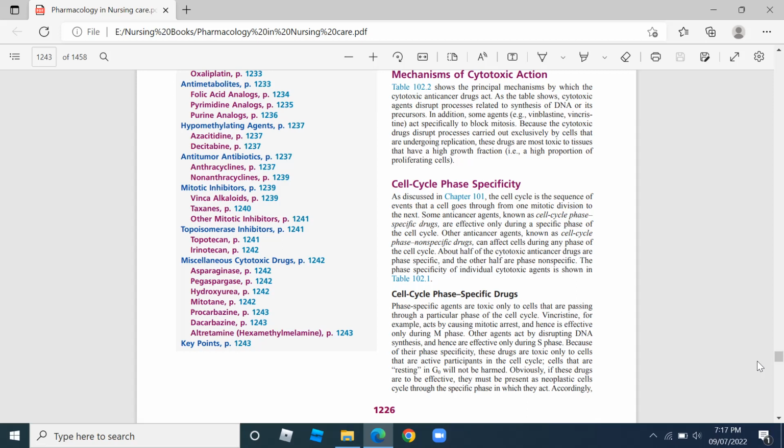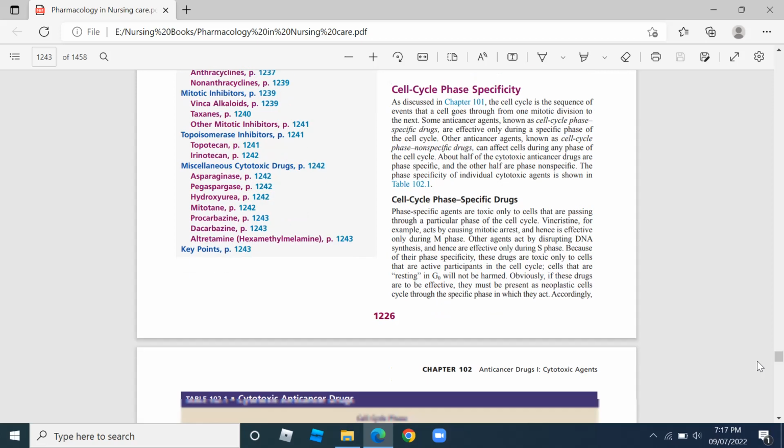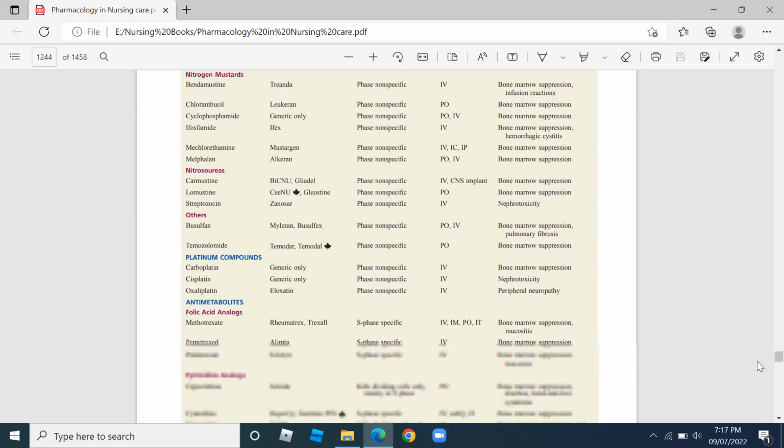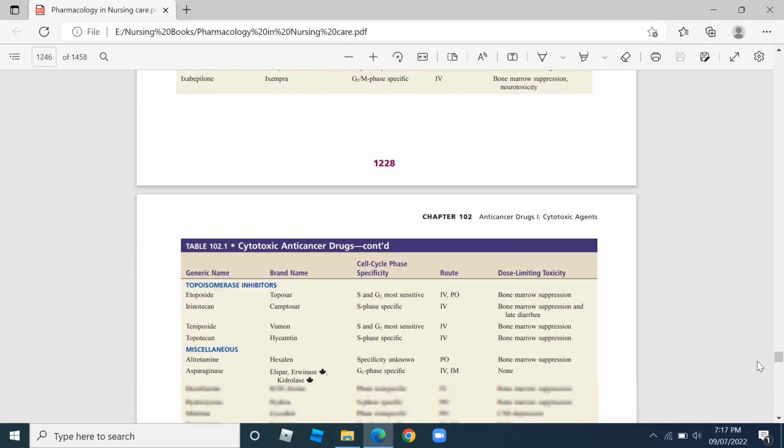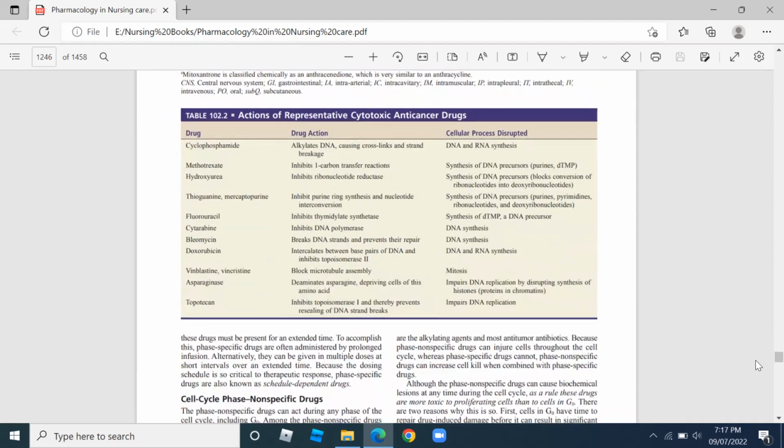One more point to be discussed in cell cycle phase specific drugs, which I show you on the next page: the dosing schedule is so critical to therapeutic responses. The phase specific drugs are also known as schedule dependent drugs. Their specificity also shows the dosing schedule, so these drugs are also known as schedule dependent drugs.